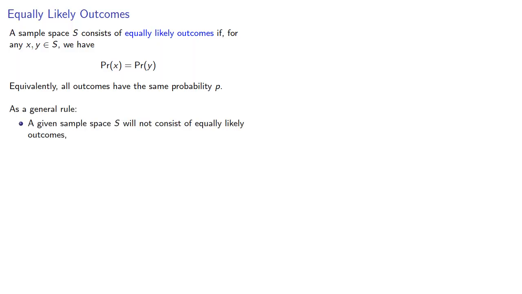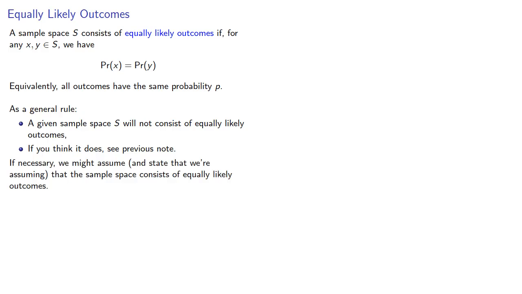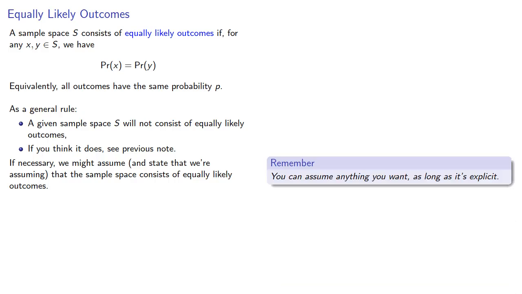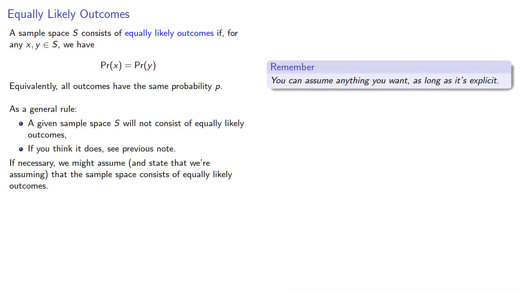A sample space consists of equally likely outcomes if, for any outcomes in our sample space, the probabilities are, and here's the complicated part, equal. Equivalently, all outcomes have the same probability p. As a general rule, a given sample space will not consist of equally likely outcomes. If you think it does, see the first note. And if necessary, we might assume, and importantly state that we're assuming, that the sample space consists of equally likely outcomes. And that's because we can assume anything we want as long as it's explicit.